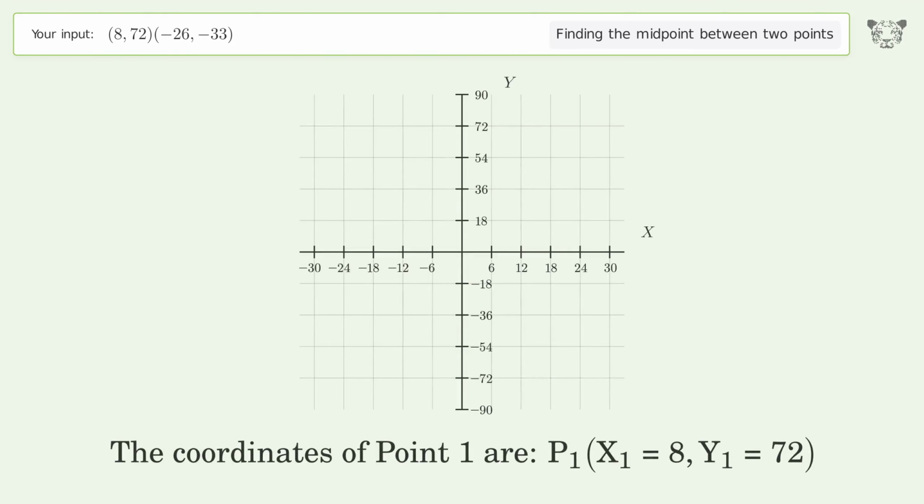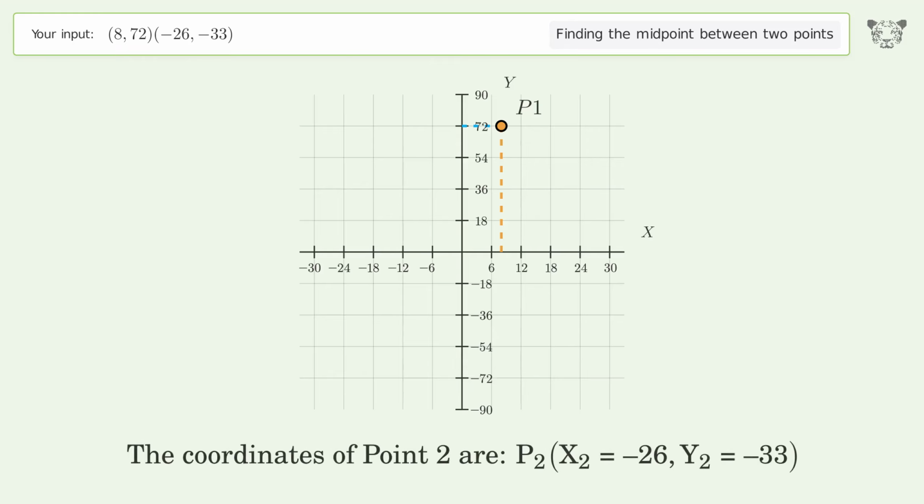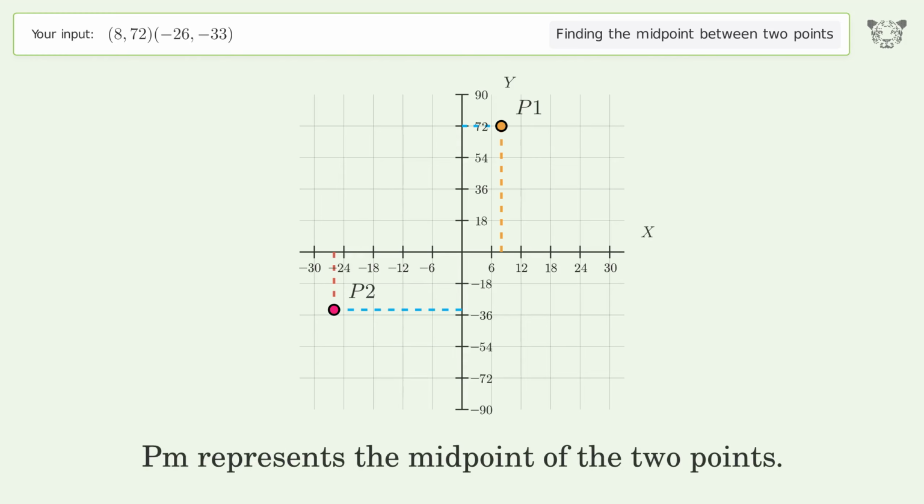The coordinates of point 1 are x1 equals 8, y1 equals 72. The coordinates of point 2 are x2 equals -26, y2 equals -33. PM represents the midpoint of the 2 points.